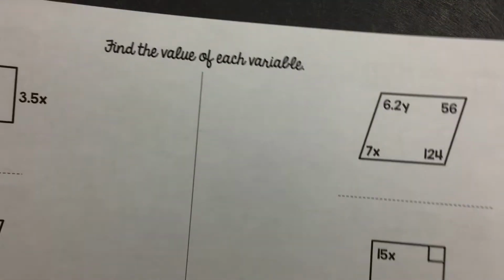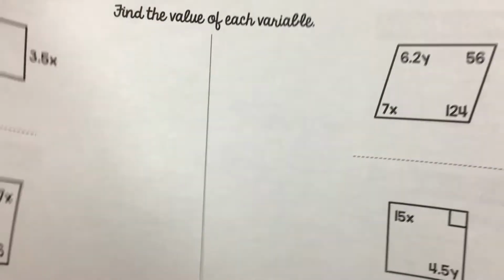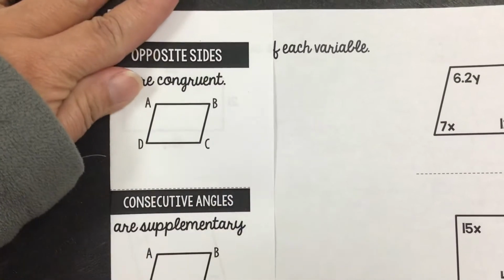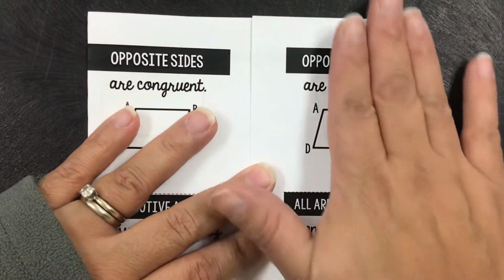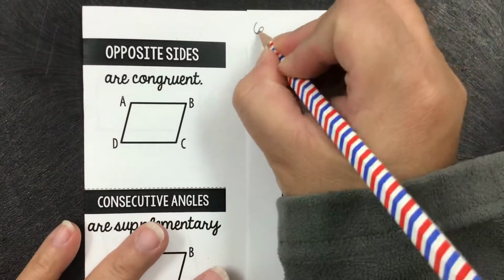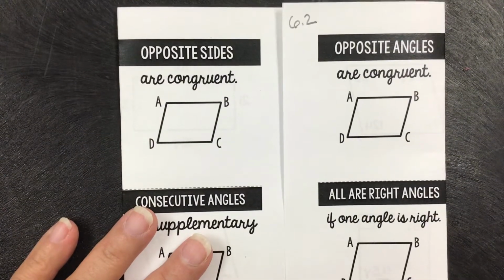This is the video for section 6.2, properties of parallelograms, and what you're going to do is fold this inward. Section 6.2. And we're looking at, for example, that opposite sides are congruent.